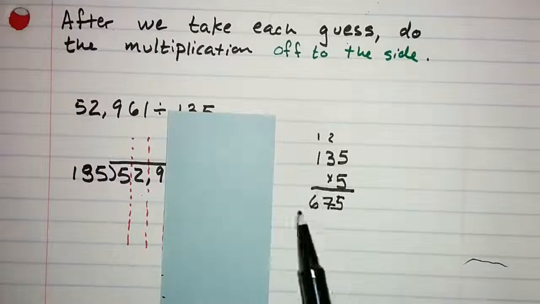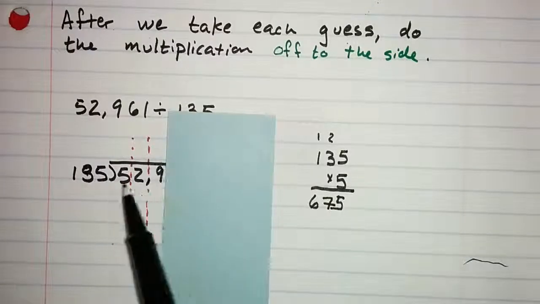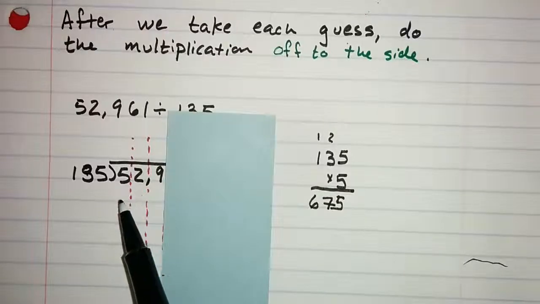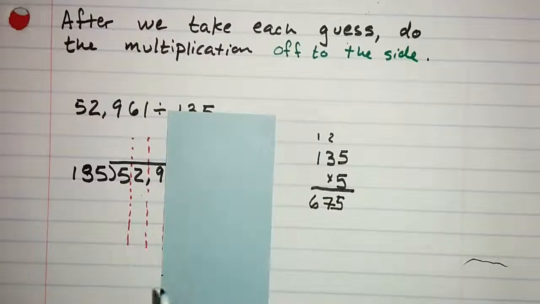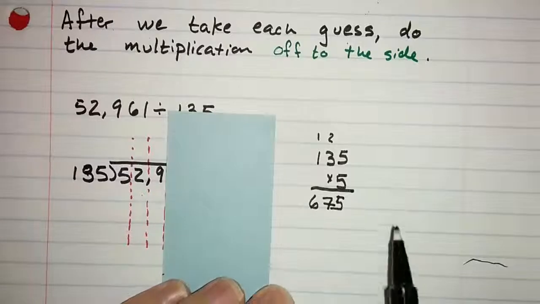135 times 5 is 675. That's too big. Right, it doesn't seem a terrible lot too big. I'm going to try 4 next.